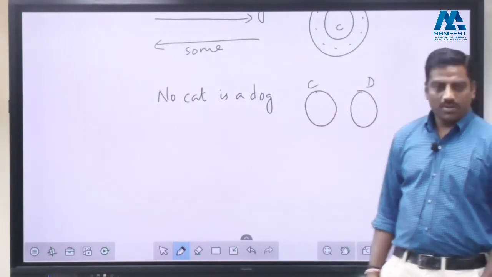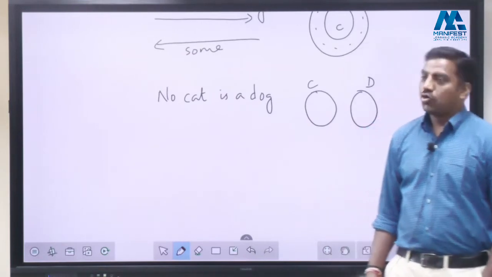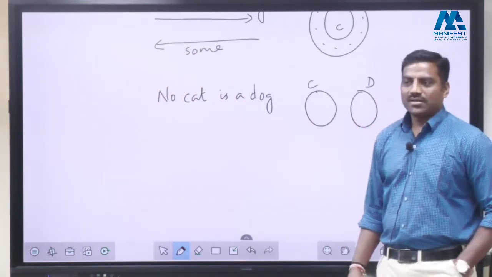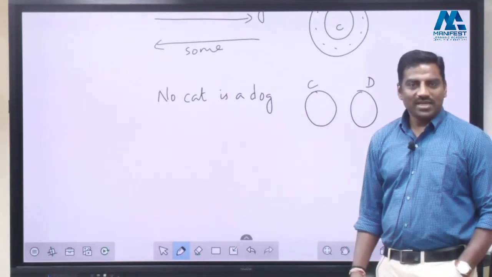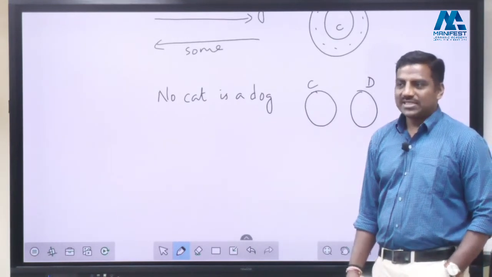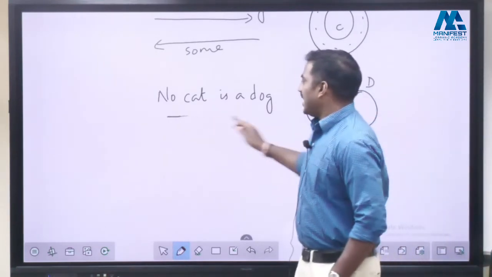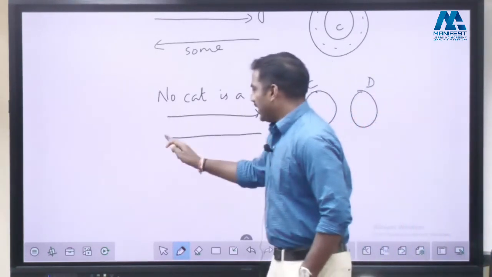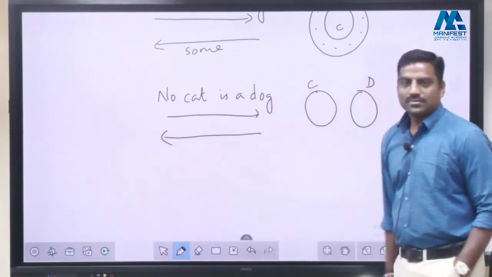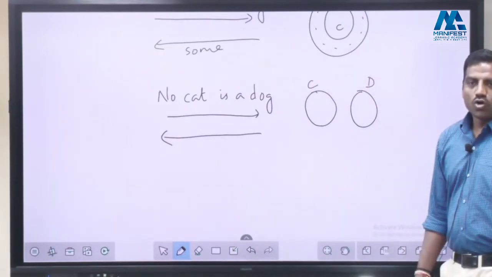No cat is a dog. So can I tell no dog is a cat? Yes. When no cat is a dog, can I say no dog is a cat? Yes. So while reading this one, we can also read like this. No dog is a cat.